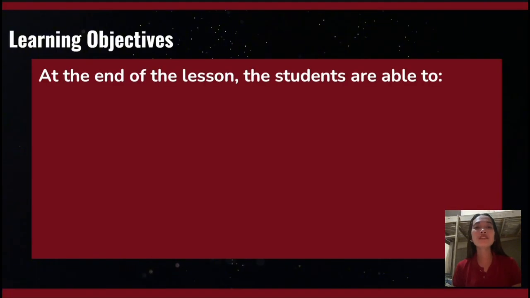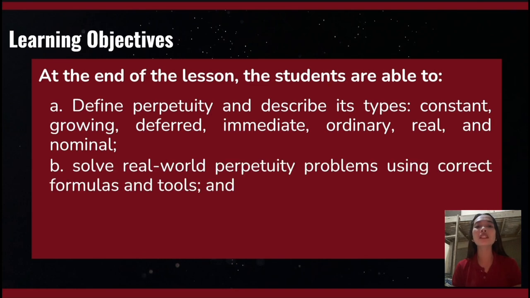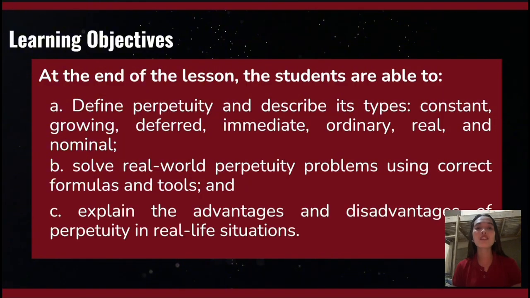So now, let's first go over to the learning outcomes of this lesson. By the end of this discussion, you will be able to, first, define perpetuity and describe its different types, including the constant, growing, deferred, immediate, ordinary, real, and nominal. Second, solve real-world perpetuity problems using the correct formula and tools. And lastly, explain the advantages and disadvantages of perpetuity in real-life situations.